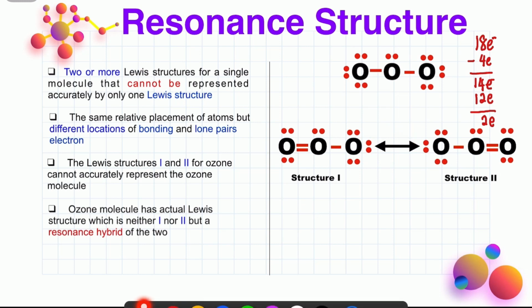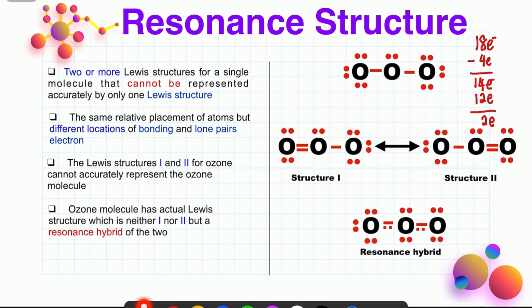This is to show that the bonding electrons are delocalized. Actually, there is a resonance hybrid for these two structures. So this is the resonance hybrid for structures 1 and 2. You can see there is a dotted line here. The dotted line shows that the bonding electrons, the double bond, can be delocalized and can be here at this part. So it will produce structure 2.